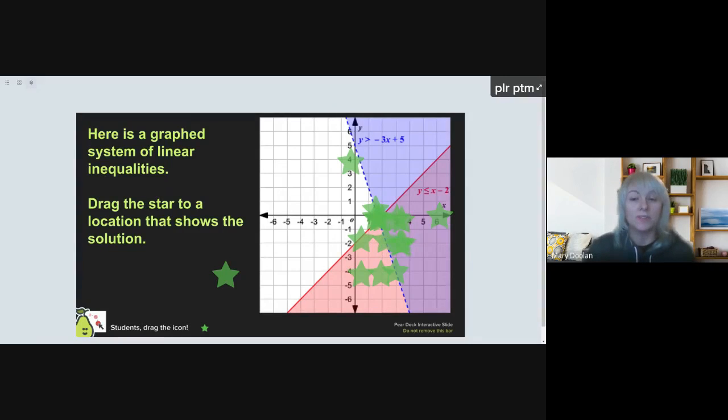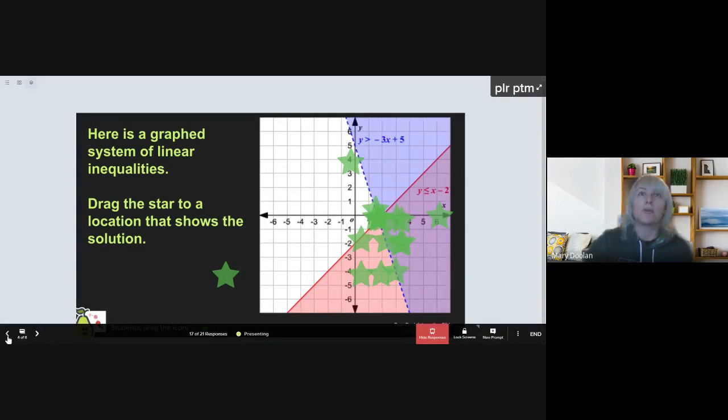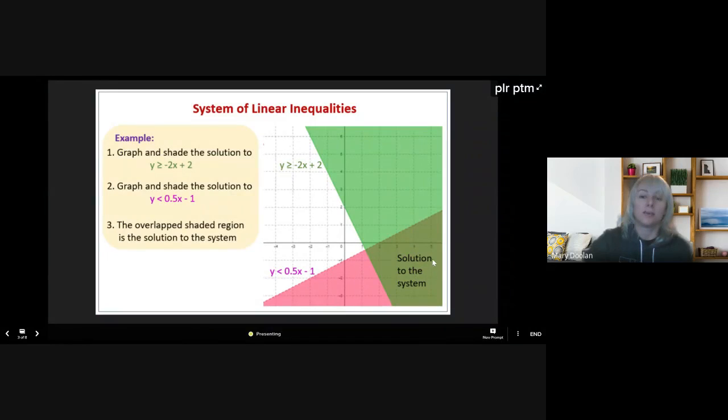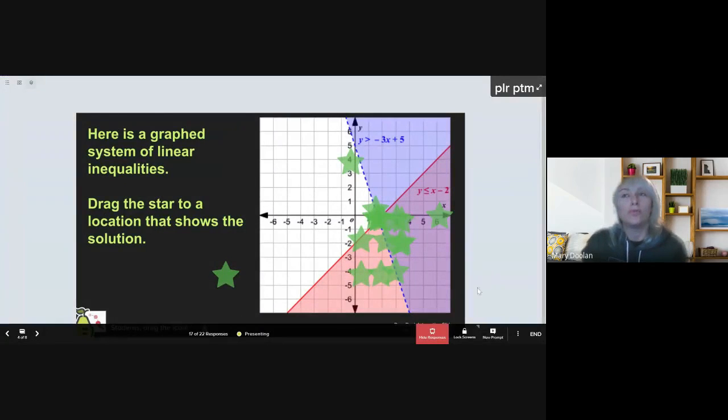So when you graph a system of linear inequalities, I'm going to go back real quick. Look at this example. The solution to the system is this dark green shaded area. Just the dark green shaded area. Everything in that area is the solution. The point of intersection here doesn't actually work because one of these lines is dashed. I could get right up to it, and that's a solution, but I cannot include the actual point of intersection. So you're going to want to move your star to be completely contained in the purple overlapped area.